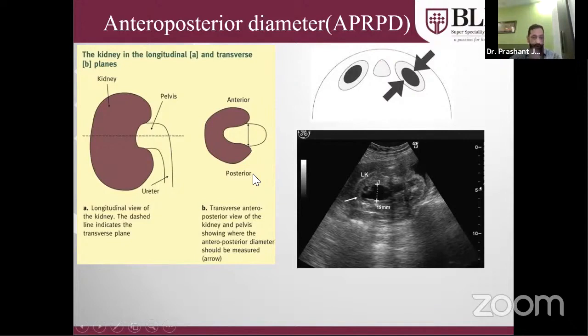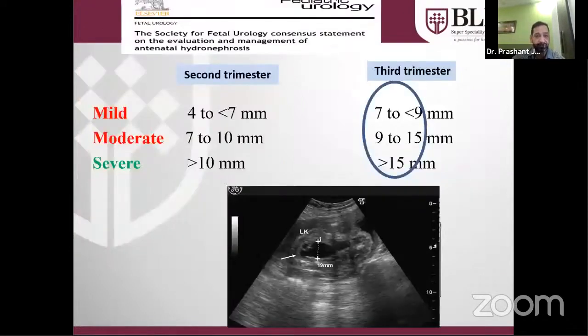Now, this measurement should be taken within the renal parenchyma. It should not be beyond the renal parenchyma, which we call the extrarenal pelvis. So even as clinicians, we should always ask our sonologists that we need the anteroposterior diameter to be taken in the transverse plane within the renal parenchyma. So this is the ultrasound picture showing the anteroposterior diameter in the transverse plane.